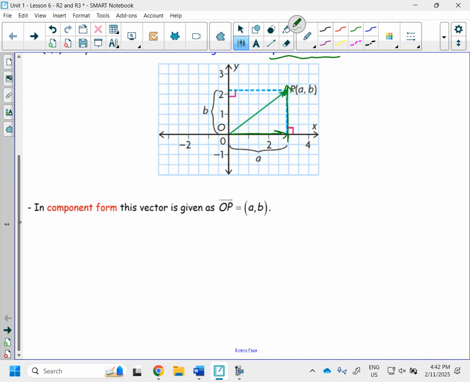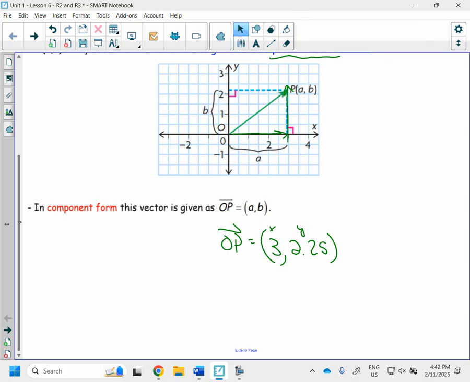In this case, OP has the components 3 and 2.25. We call that a position vector. This would be my X, and this would be my Y, or my horizontal and vertical components.